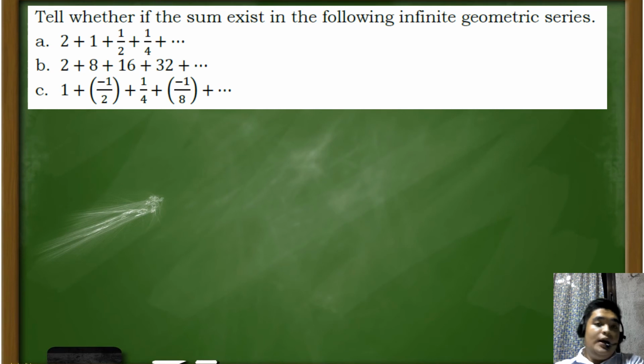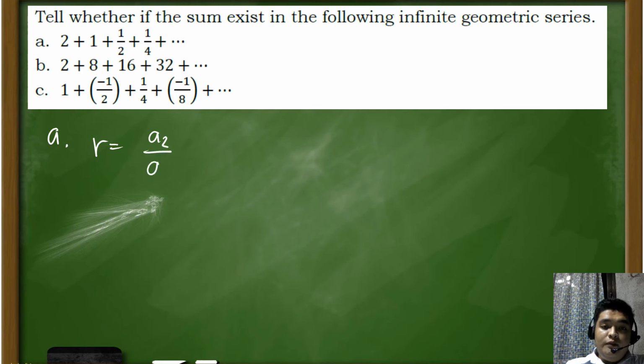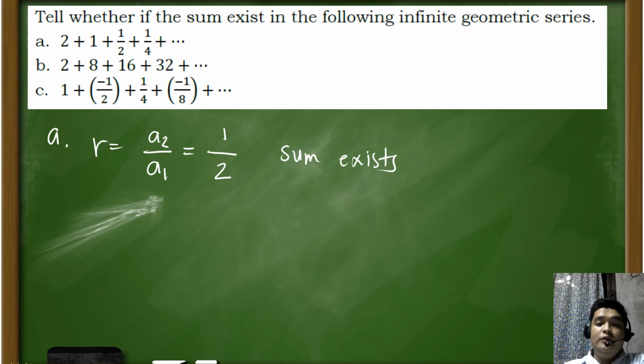Okay? So, tell whether the sum exists in the following infinite geometric series. The sum exists if our R is between -1 and 1. Again, take note. Letter A: what is the common ratio? Our first term is 2, our second term is 1. To get R, that is A sub 2 divided by A sub 1. So A sub 2 over A sub 1 is 1 over 2. Therefore, the sum exists because our R is between -1 and 1, less than 1.